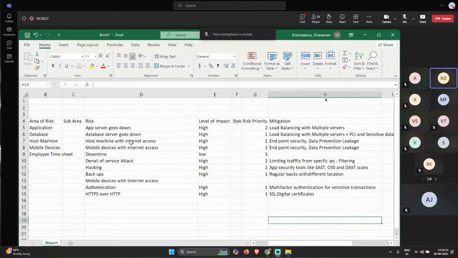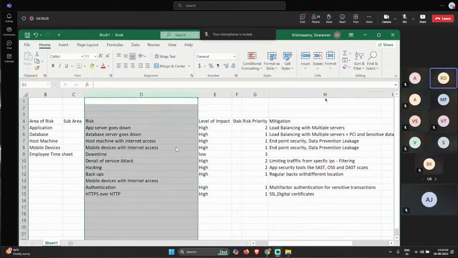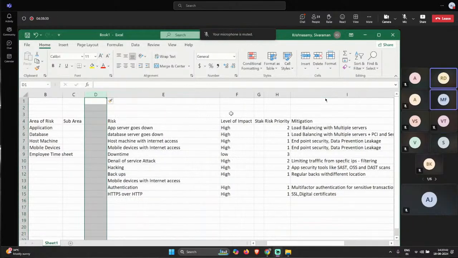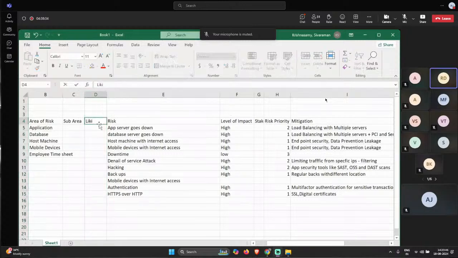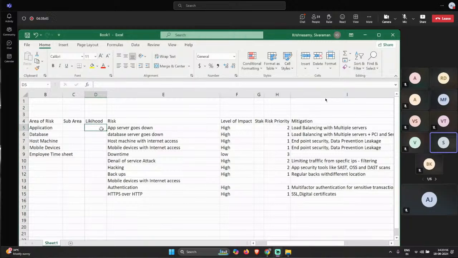Can you add one more column, likelihood of happening? Since you have added a risk, put one more column somewhere. Level of impact is different from likelihood. Whether it will happen, or for the last 6 months how many times it has occurred? For the app server, 4 hours of downtime is acceptable. That is the reason I have given it priority 2. No, that's okay.